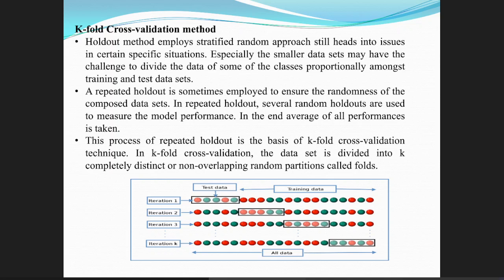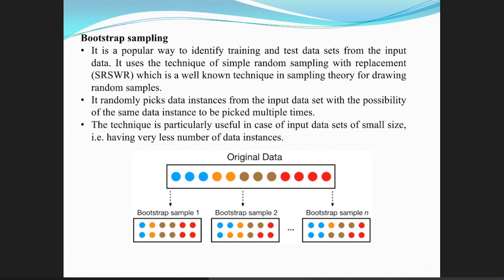But in the case of bootstrap sampling, it is random sampling with replacement. So here we have a data set, and we are randomly picking data from that flood of data. We do the training and testing, and we take the average in the end.